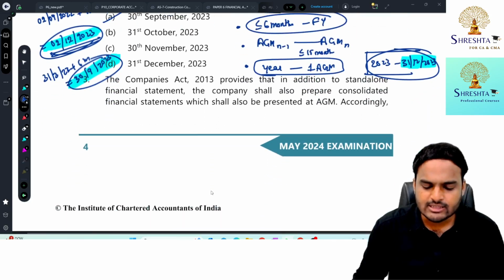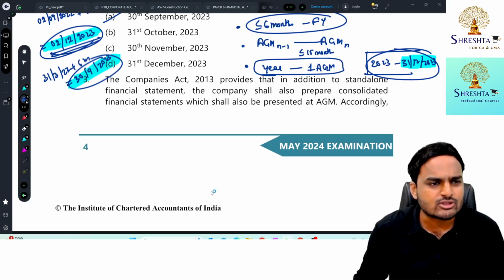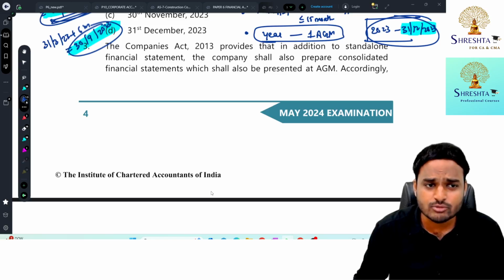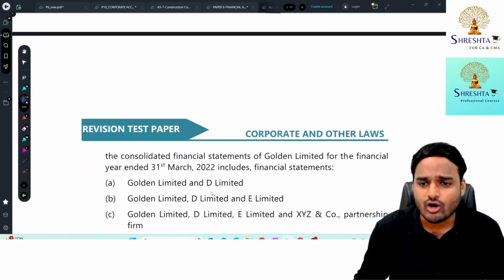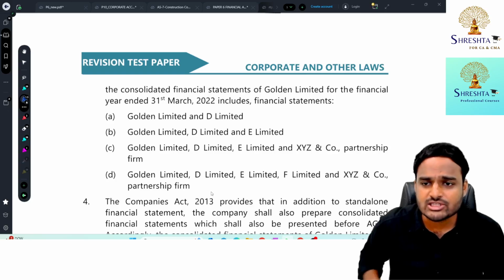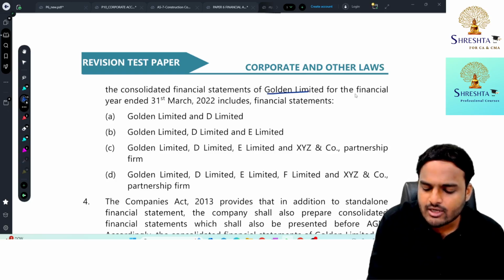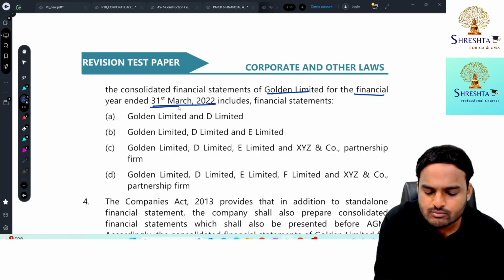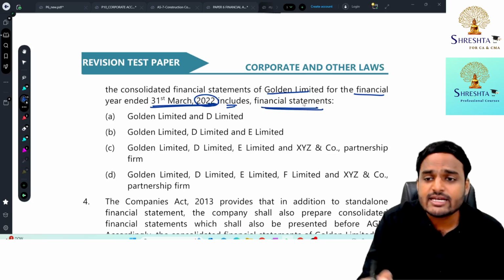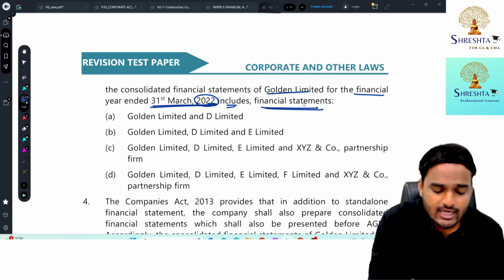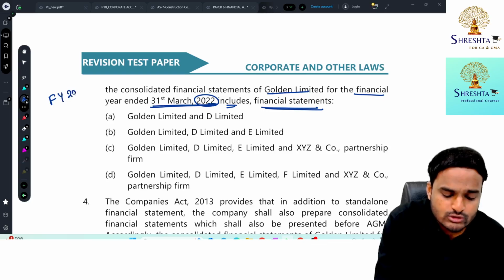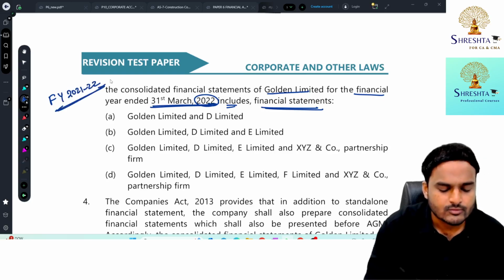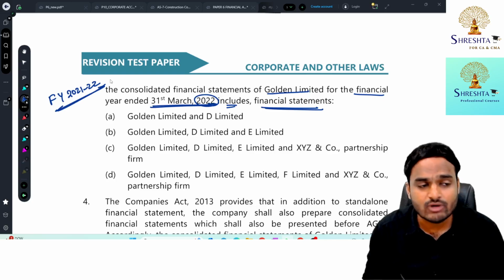Next, the Companies Act 2013 provides that in addition to standalone financial statements, company shall also prepare consolidated financial statements, which shall also be presented in AGM. Accordingly, consolidated financial statements of Golden Limited for the financial year ended 31st March 2022 include financial statements of. So they are asking for financial year 2021-22.